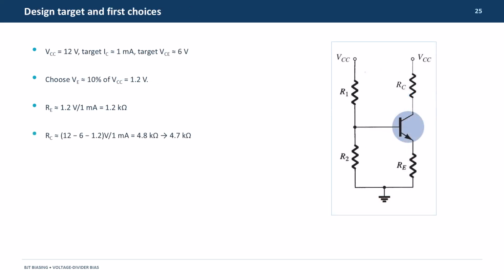For this design, target 1 milliampere and about half the supply across the transistor. Choose emitter voltage near 10% of the 12-volt supply to provide useful feedback. This gives an emitter resistor of 1.2 kilohms. The remaining voltage allocation gives a calculated collector resistor of 4.8 kilohms. So choose the standard value 4.7 kilohms.